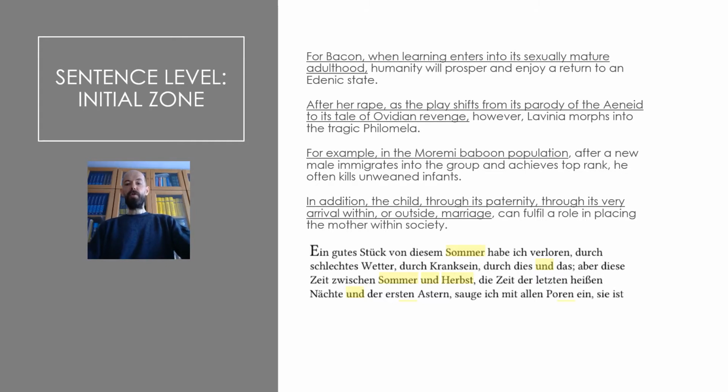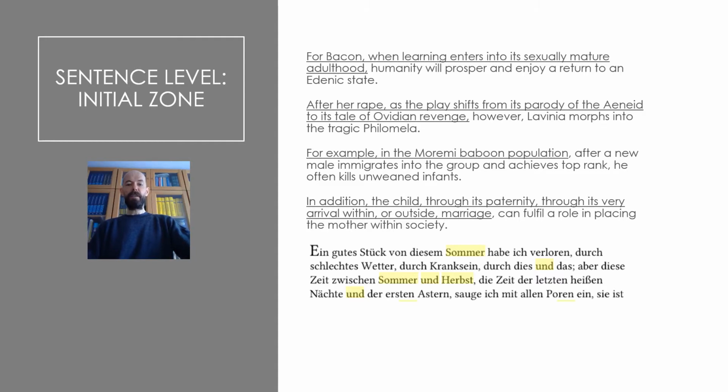So here we have two temporal constituents that follow each other. For example, in the theme-rheme baboon population, after a new male immigrates into the group and achieves top rank, 3 elements. For example, exemplification, in the theme-rheme baboon population, metaphorical place, we might say, and then a temporal clause after a new male immigrates.